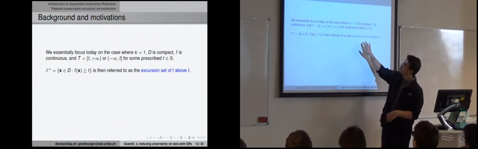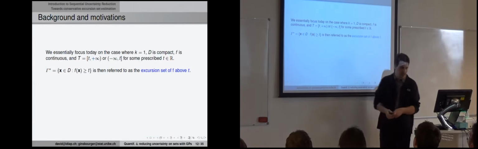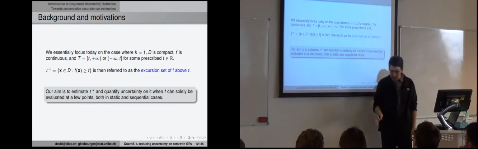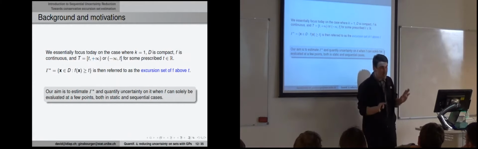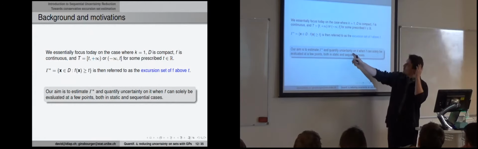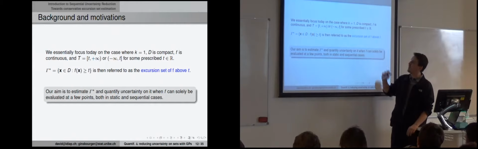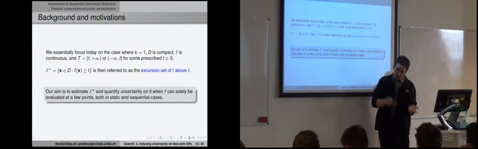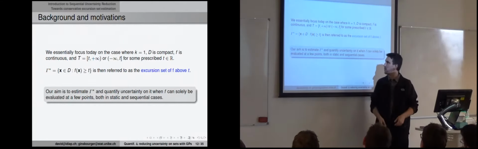And we will call gamma star the excursion set of the function f above T. So our aim is to estimate gamma star. What does it mean to estimate a set? Something that is not completely trivial. To quantify uncertainty on it is also something that is not completely trivial. In the case where f can be only evaluated at a few points, either in the static case where you have the observations that are there, or where you do observations sequentially.